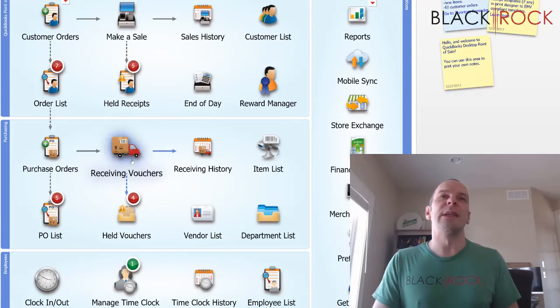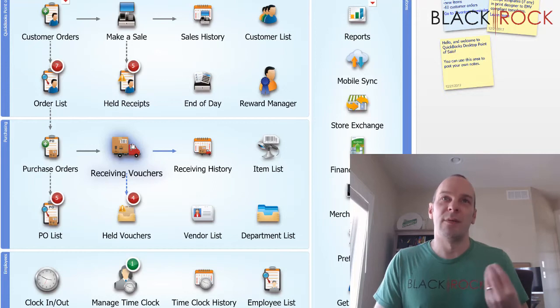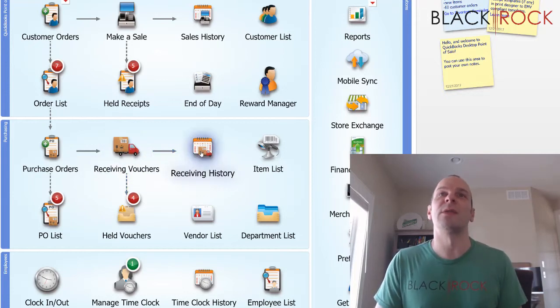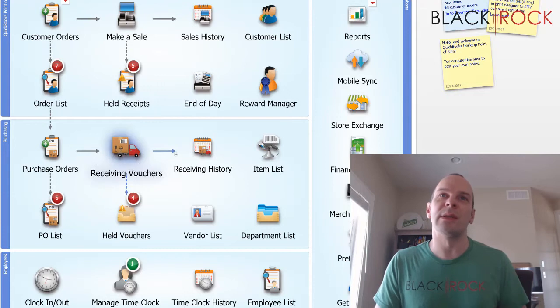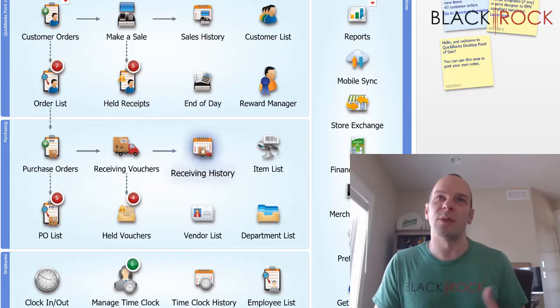So once you receive the entire order into inventory and the quantities are received, then it goes into the receiving history. This is just where you can look up when the last time you received something or anything that you received. All the received vouchers will just hang out here that are already done.